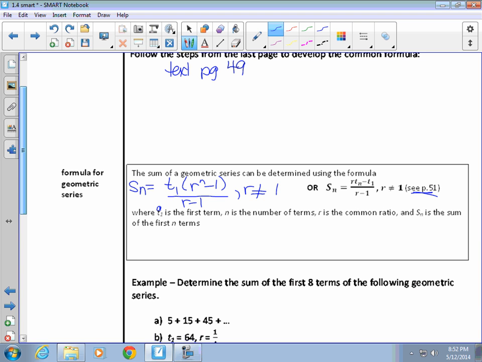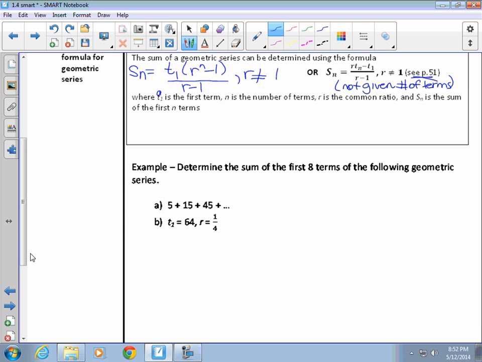But if you are not given the number of terms, then this is the formula you use. The sum of the numbers is equal to your ratio times your last term, or your nth term, minus your first term, all over your ratio minus 1. So R is your ratio, Tn is your last term or your nth term. So if we're talking about the 17th term, then it would be whatever the 17th term is, minus your first term, divided by R minus 1.